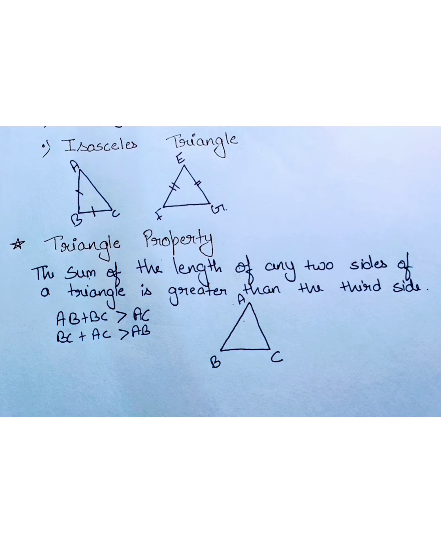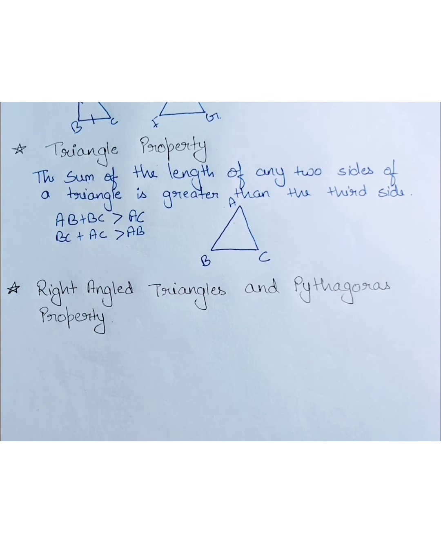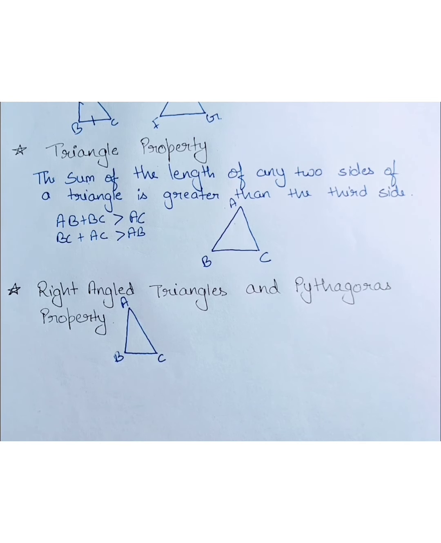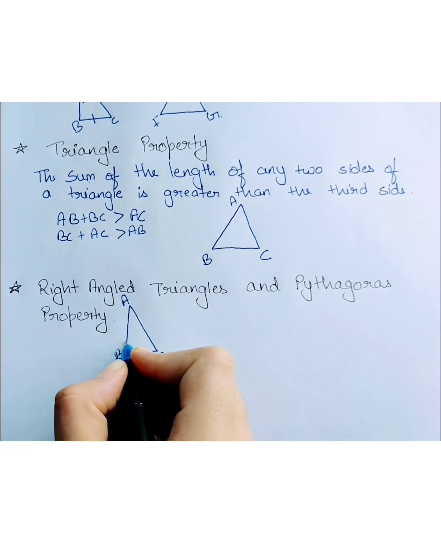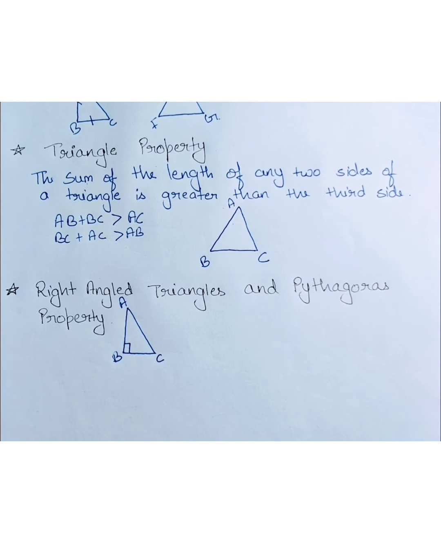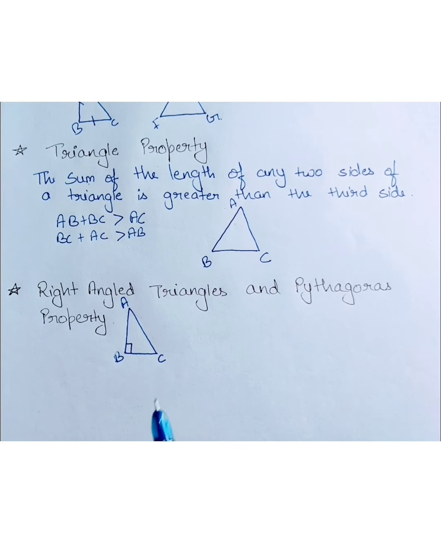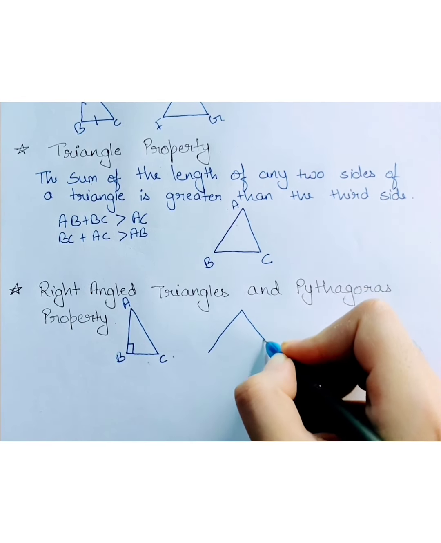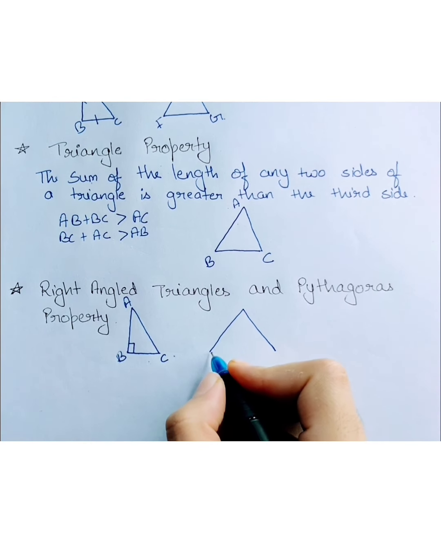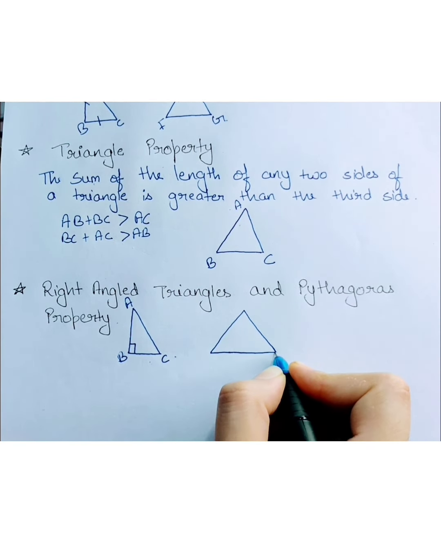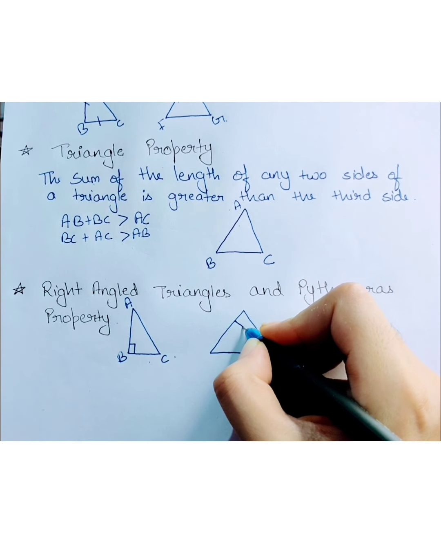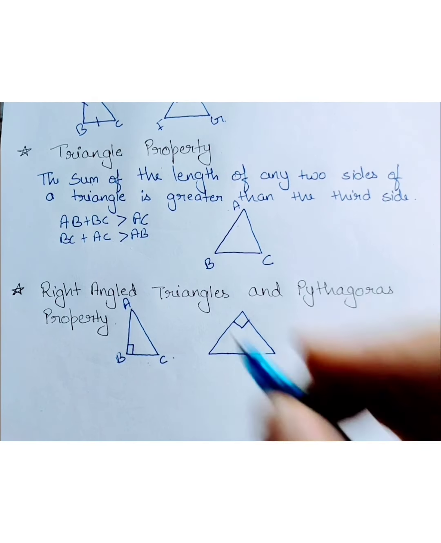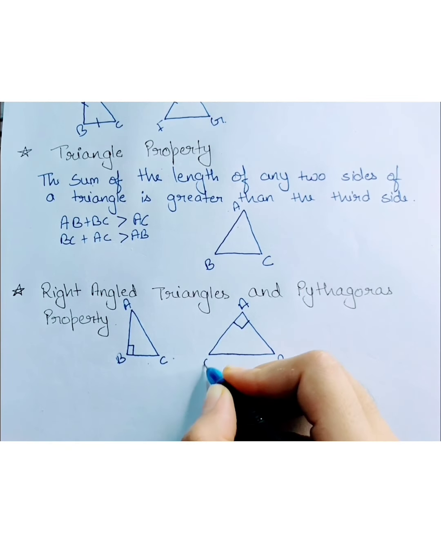Now our next topic is right angle triangles and Pythagoras property. So let's understand what right angle triangles are. In a given triangle, if one angle is of 90 degrees, we say that the triangle is a right angle triangle. It is not necessary that the shape of the triangle should be this only. It can be of any shape, but the condition is that one angle should measure 90 degrees. So here we can say this is 90 degrees. This angle is also a right angled triangle.